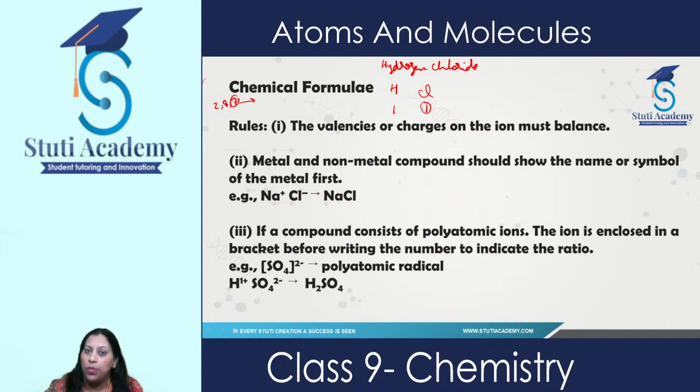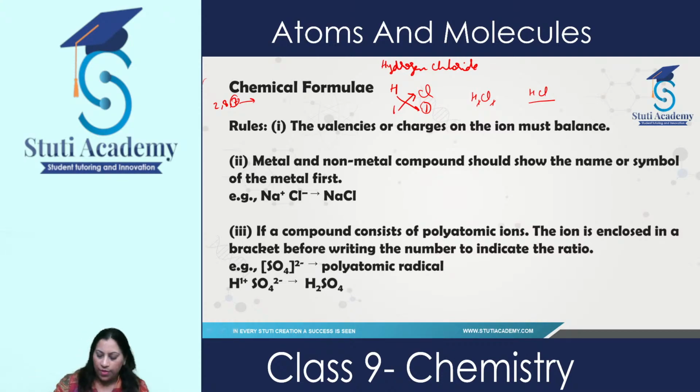It's a molecular formula we are writing. These are molecules. Now the next step is to cross these valencies. H1 and Cl1. They both are the same, so we can easily cancel out, and the formula is HCl. I hope it's easy. So these are the steps when you are writing a chemical formula. These are the rules for writing chemical formulas for molecular compounds.